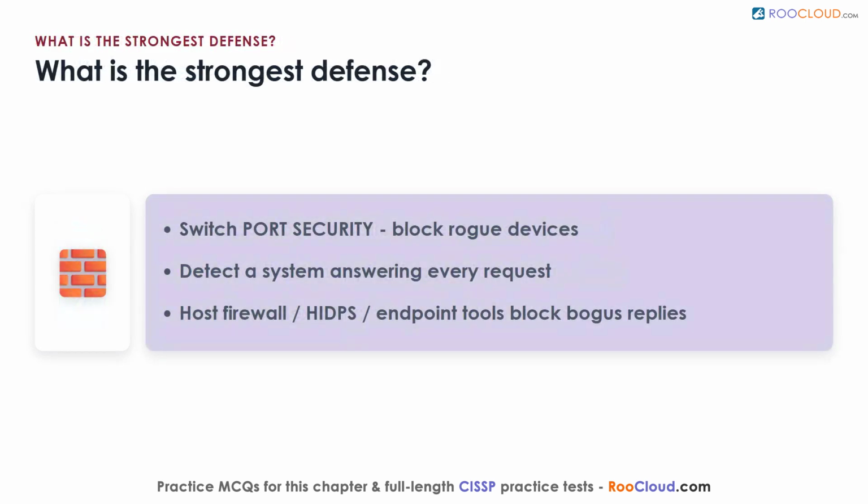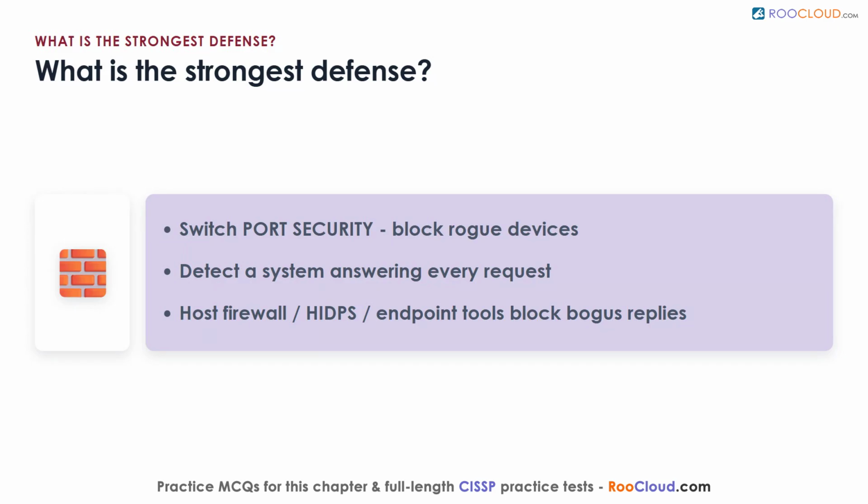What is the strongest defense? Controlling the switch. The best protection is port security on the switch, which can block communication from unknown or rogue devices and detect a system that is answering every request. Beyond that, a local or host-based firewall, a host intrusion detection and prevention system, or dedicated endpoint tools can block unrequested replies and announcements.